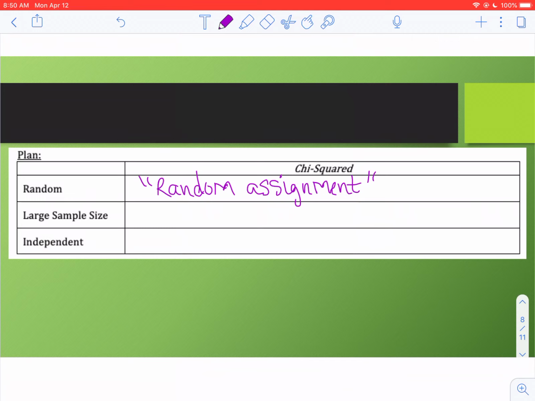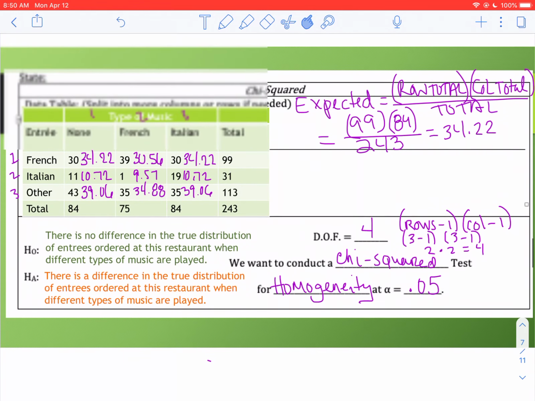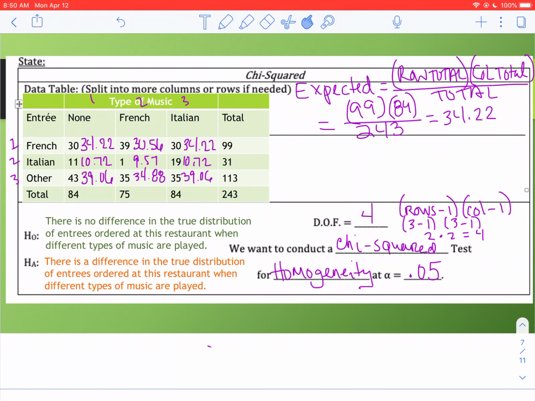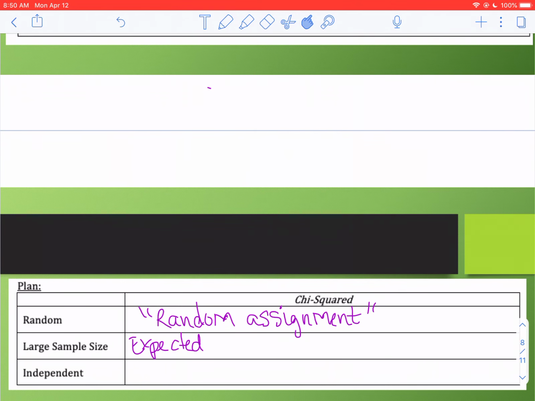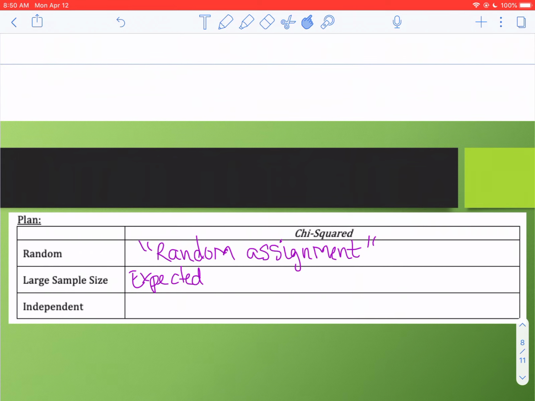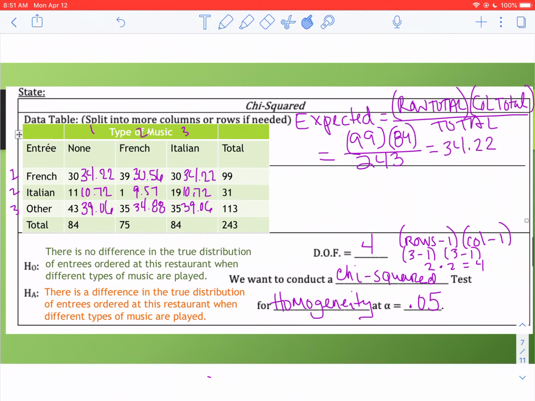Large sample size, I need to check my expected values. That's one reason why you need to write down. You don't necessarily need to write down every single one of the expected values up here in your table, but you have to show some sort of formula like I did on one of them to show that you know what the expected values are and you know how to find them. So all the expected are greater than or equal to 5. And you can see that back again in the table.